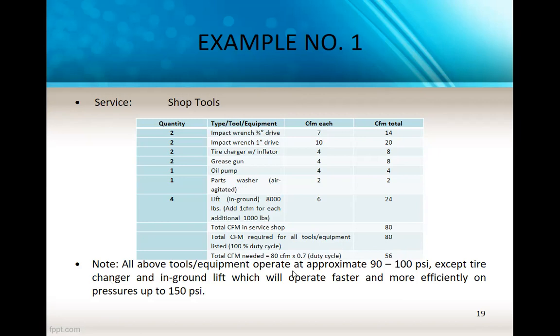Note all above tools equipment operate at approximately 90 to 100 psi except tire changer and in-ground flip, which will operate faster and more efficiently on pressure up to 150 psi. So may dalawa dito na mataas ang pressure. So mag-iiba ka na, may reducer ka doon sa iba. Okay? So, mangyayari dyan, yung system mo, ito yung total capacity mo, tapos mag-operate ka sa 150 PSI. Pagdating dito sa equipment, mag-reduce ka na. Okay.